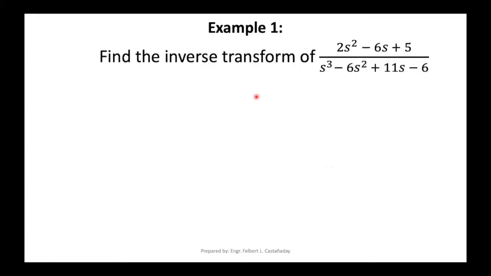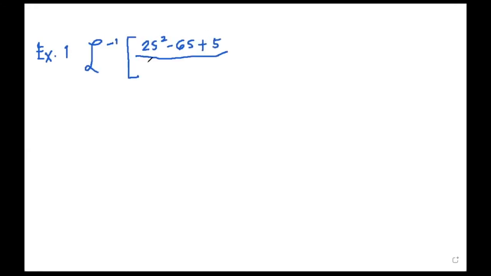Okay, first example. Find the inverse transform of 2s squared minus 6s plus 5 all over s cubed minus 6s squared plus 11s minus 6. I'll be writing the given problem. The given problem is finding the inverse transform of 2s squared minus 6s plus 5 all over s cubed minus 6s squared plus 11s minus 6.